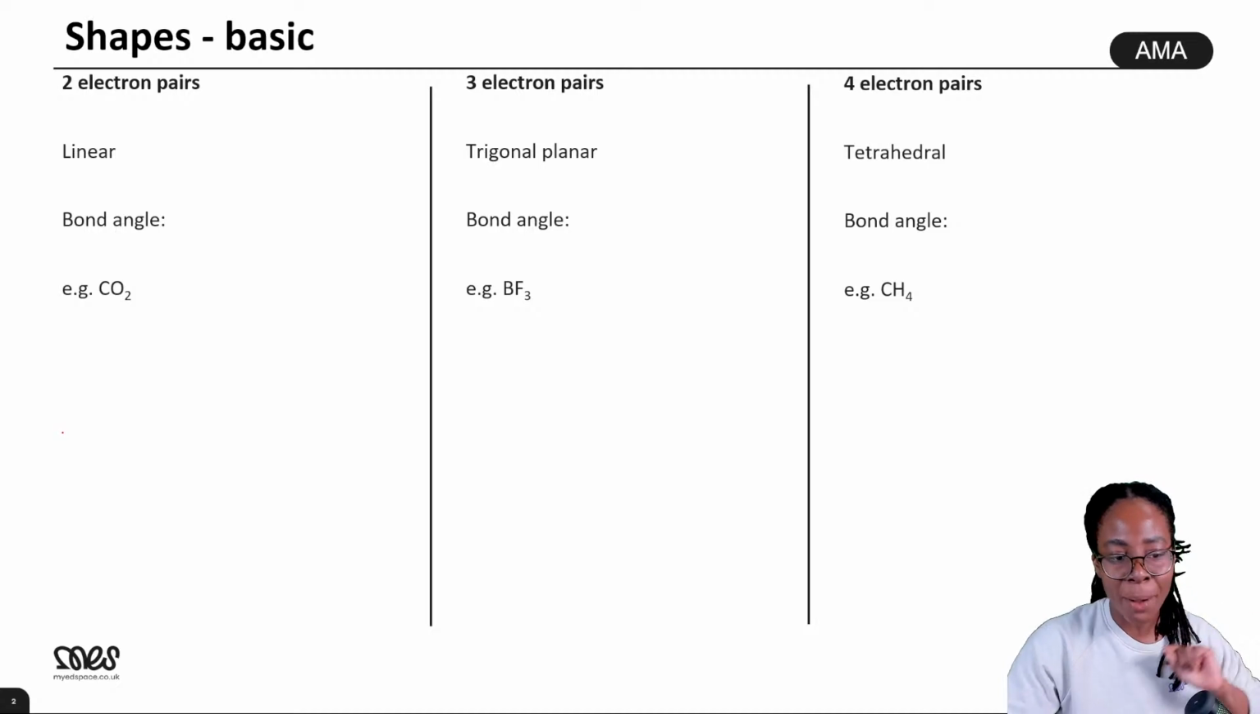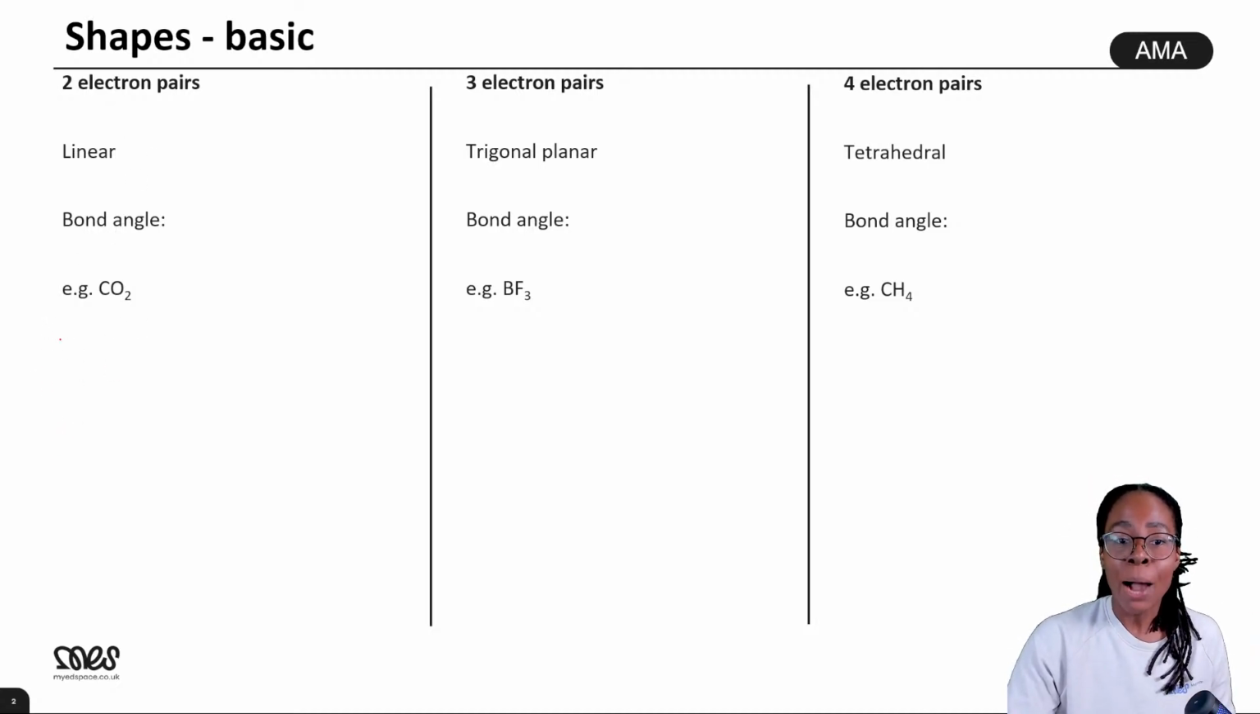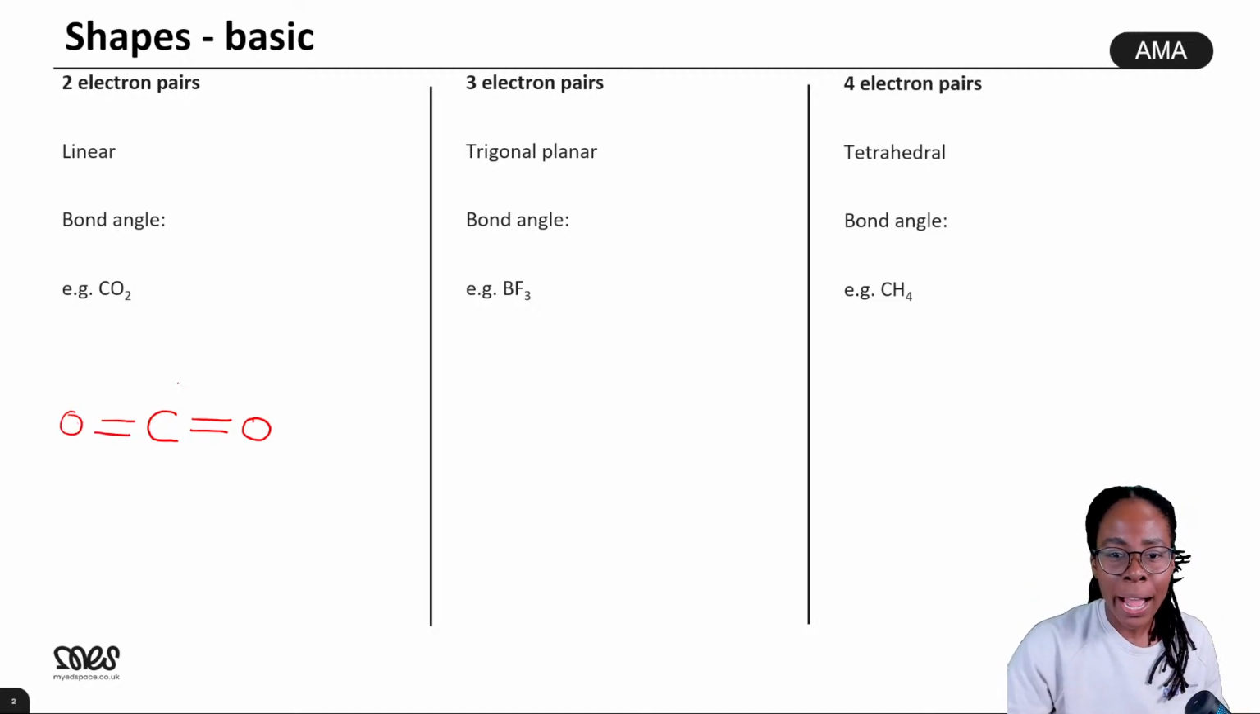Redox is coming up very, very soon, in the next couple of weeks. So our basic shapes are based around how many pairs of electrons we have around our central atom. So if we have two pairs of electrons or two regions of electrons around our central atom, then our shape is called linear. And our example is carbon dioxide, where our bond angle, of course, must be 180 degrees.